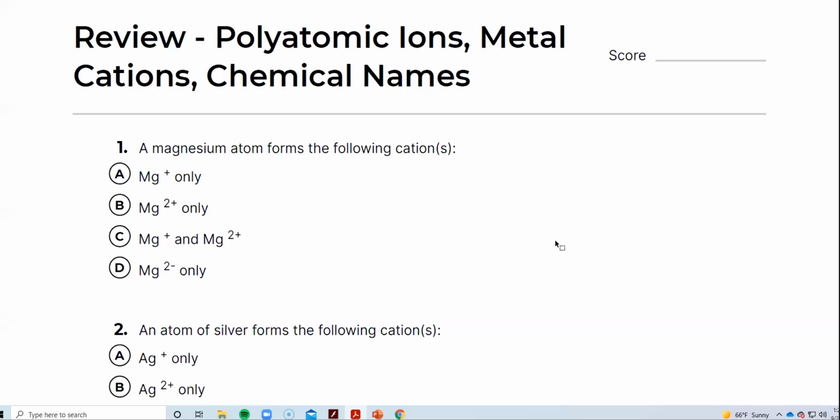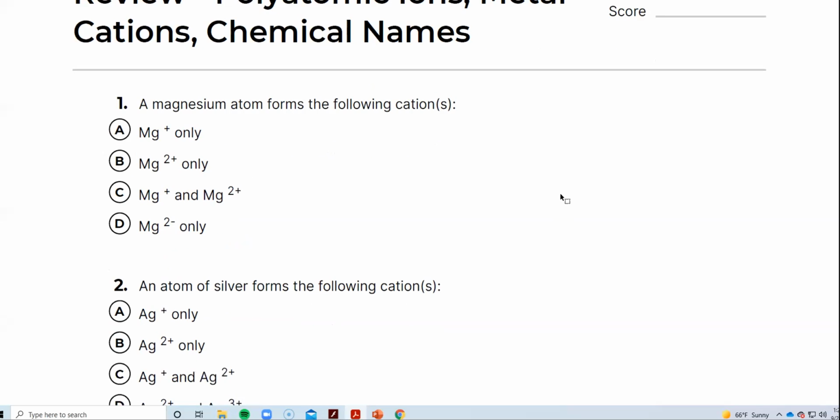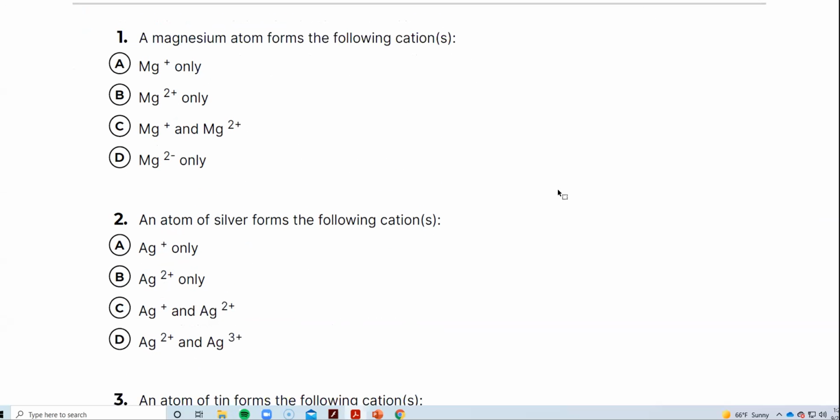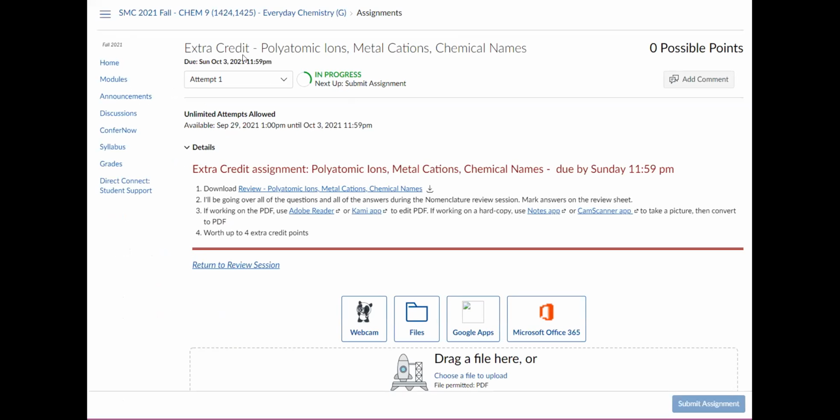This page is a page that you are going to turn in, so you need to print this out. You can print it out and bubble it in as I go along, or you can just write on a piece of paper, number 1 is A, number 2 is A, number 3 is A, and turn that in. Let me show you again where this is. When you look to turn in the extra credit, you'll find it here. This is extra credit polyatomic ions, and you'll download this page, and I'm going to go over all those answers right now.